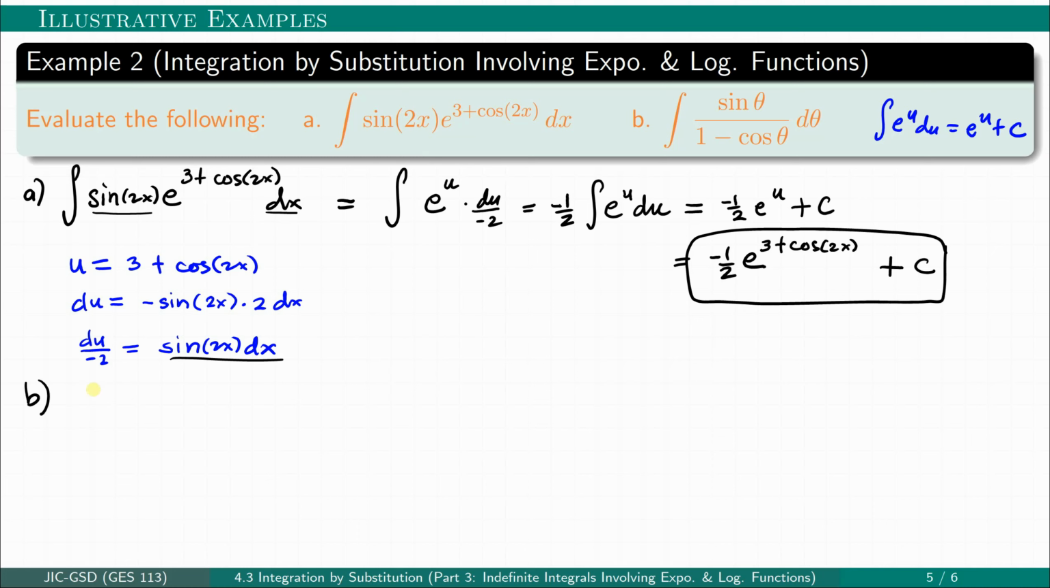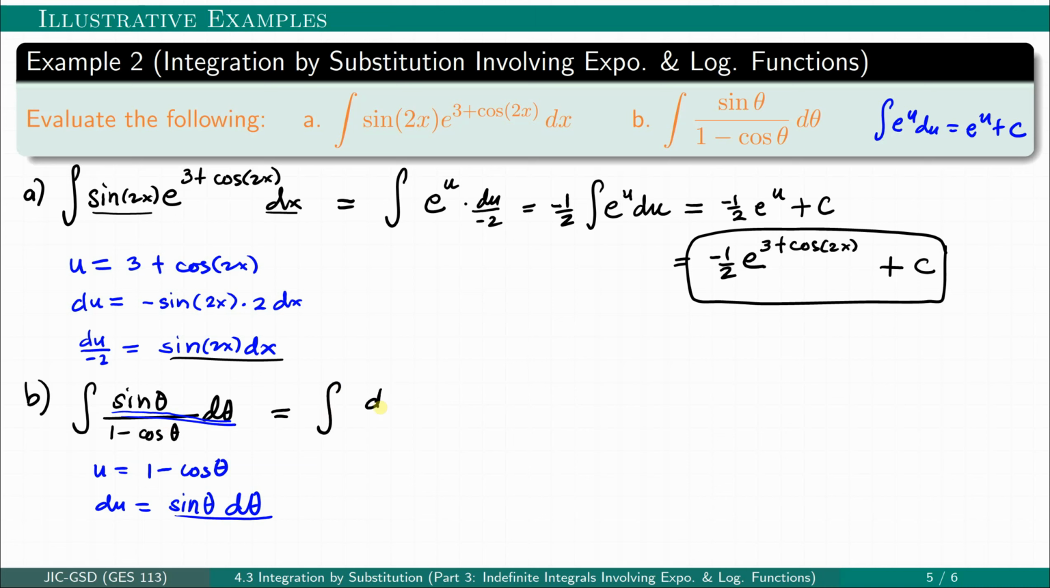For letter B, we have integral of sine theta divided by 1 minus cosine theta d theta. If we let u be 1 minus cosine theta, then du will be, derivative of 1 is 0, derivative of cosine is negative sine, but times a negative, this will be positive sine theta d theta. And we have sine theta d theta in our numerator. So this will now be integral of du divided by u.